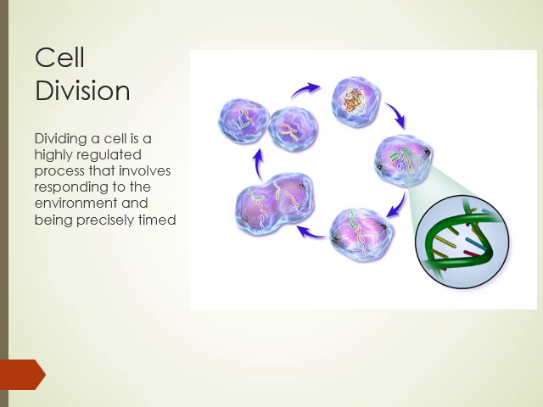The cell has to precisely time its reproduction. How does the cell check out what's in its environment? How does the cell know what's around it?